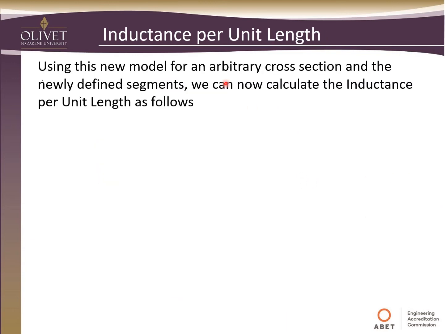So using this model for this arbitrary cross-section, the newly defined sections, we can now calculate the inductance per unit length as follows. We know that the inductance is defined as the flux over the current. Well, in this case, we'll have flux associated with that inner curvilinear circle, phi sub A, and then the outside will have flux as well, so it's phi sub B. And then we'll have currents flowing through each section.